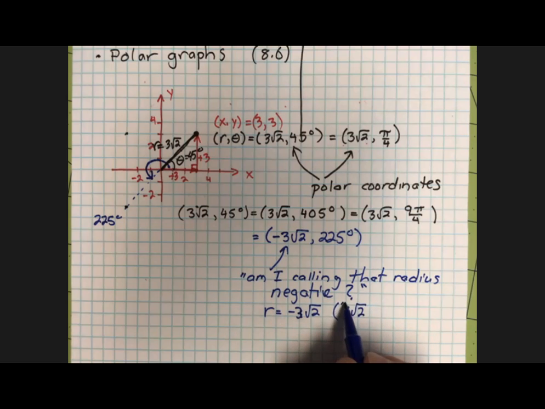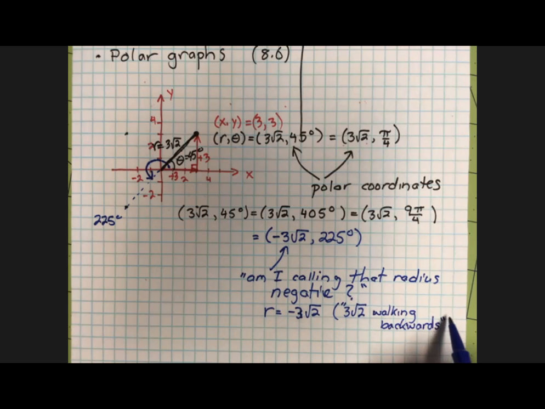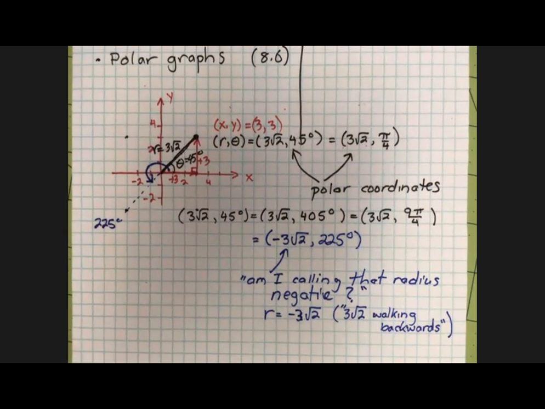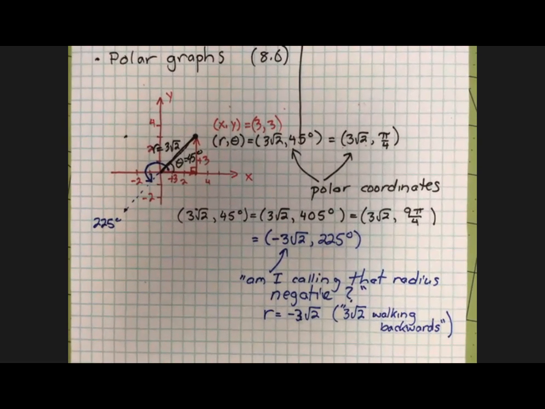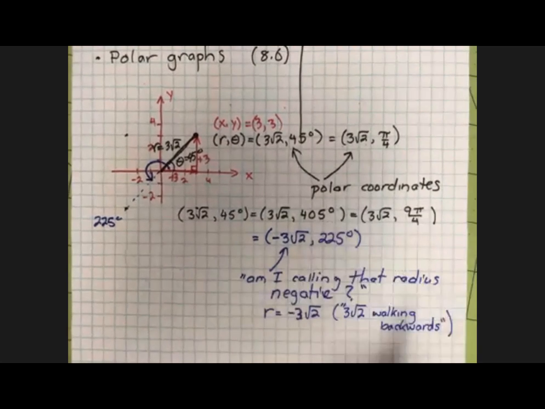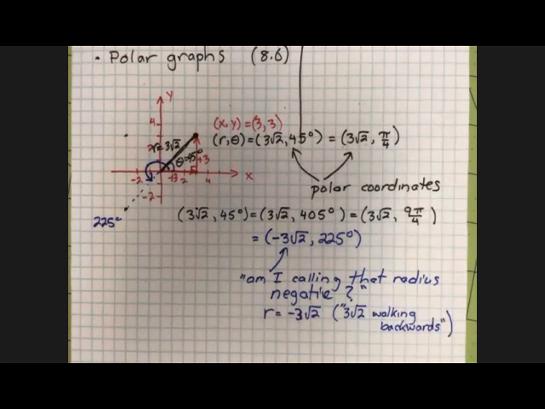And call that 3 root 2 walking backwards. That doesn't sound very mathematical, but it's at least understandable, kind of understandable. Now, what's the value of these polar coordinates, and what can you do with them?